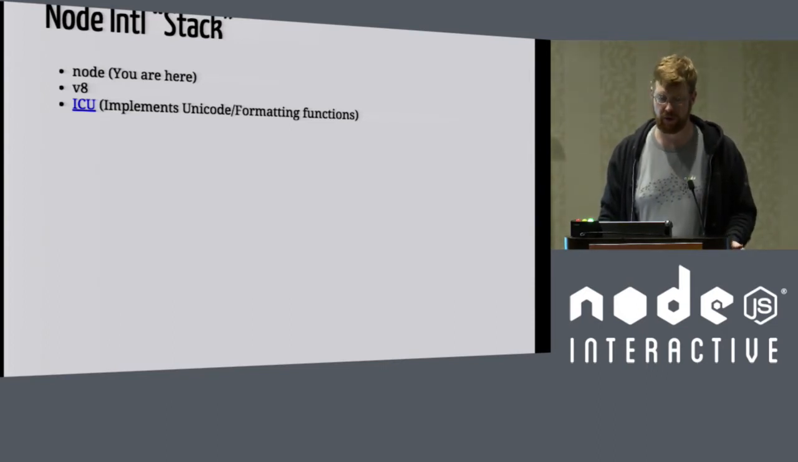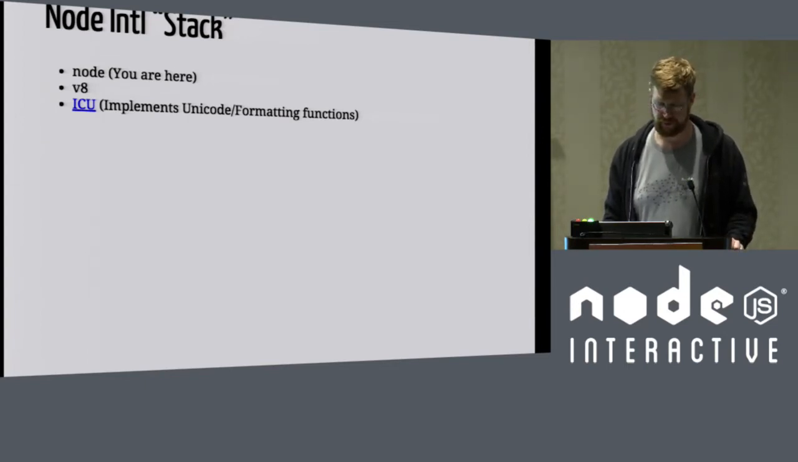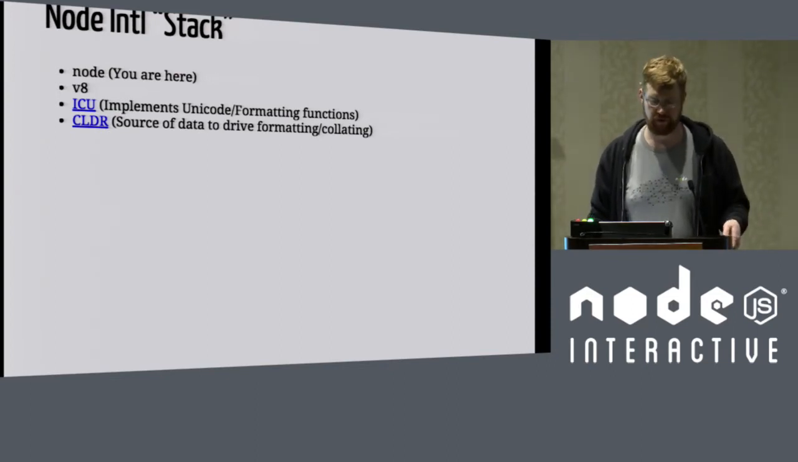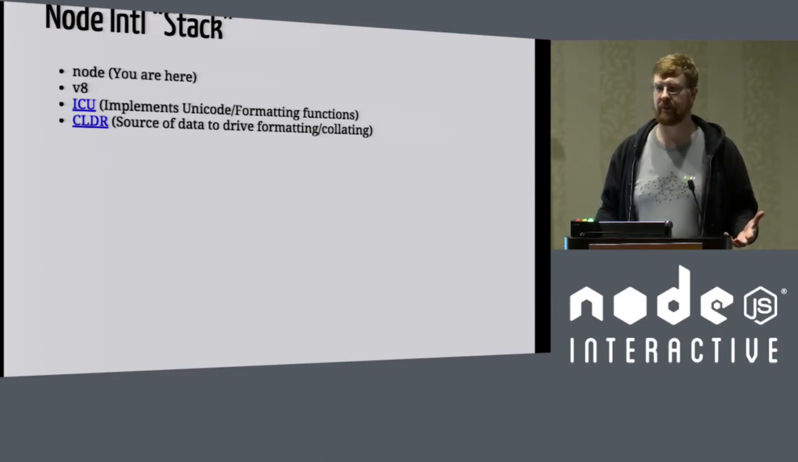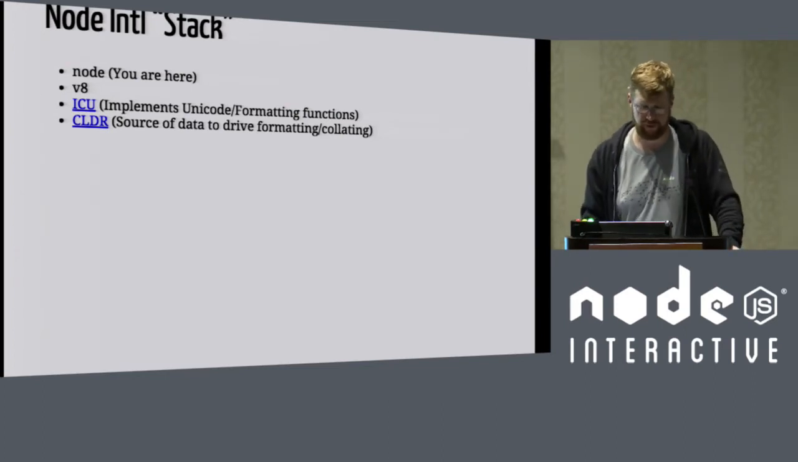It's an open source library I work on, and it implements the Unicode and formatting functions. ICU is used very widely, and it's what is used by V8 itself to do this support. Underneath that, there's a project called the CLDR. And the CLDR is the Unicode Common Locale Data Repository. And this is where the data comes from to say that February is spelled Febrar, or however you would spell it in a particular language. Or Dicembre for December in this current month.